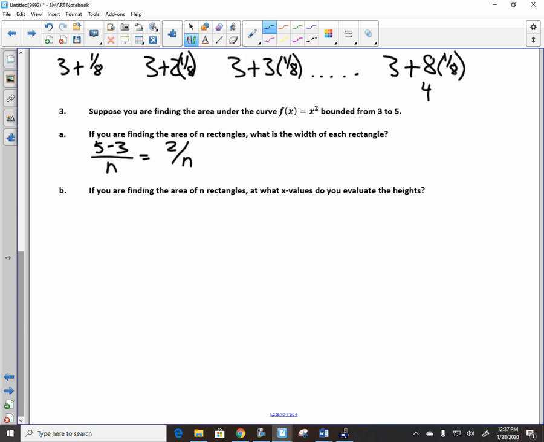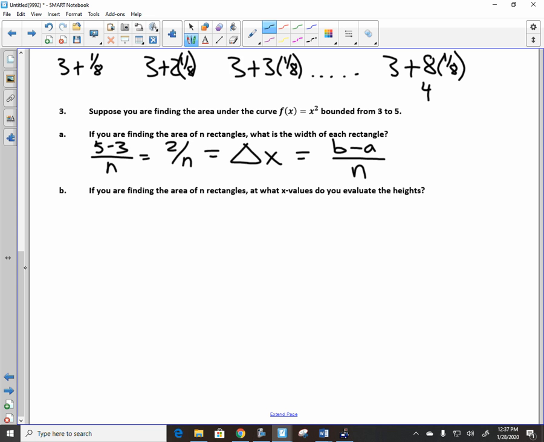Everybody see how I tried to set you up for that? So this is what we would call our width, delta x. In fact, we say that delta x is b minus a over n. It's your ending of the interval minus the beginning of the interval divided by n. Now, this is more challenging, but this is super important.